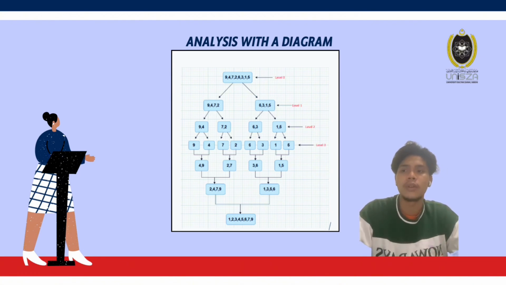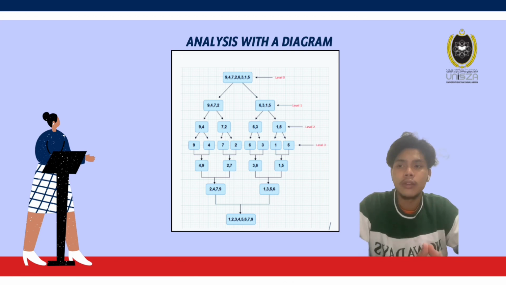Finally, we merge both halves into the fully sorted list: 1, 2, 3, 4, 5, 6, 7, and 9. Merge sort has a time complexity of n log n, making it faster than bubble or insertion sort for large input. This shows how merge sort uses divide and conquer to sort efficiently.